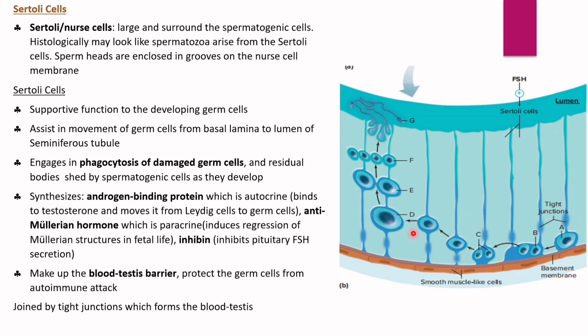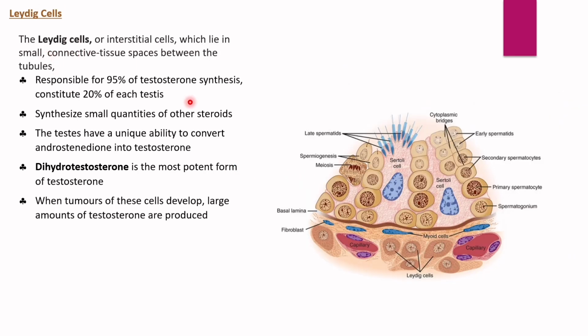And also these tight junctions help to divide the seminiferous tubules into a basal compartment and a luminal compartment. Then the Leydig cells, we say that they are the producers of testosterone. They are found in the what? In the connective tissue surrounding the seminiferous tubule. Okay, we'll talk more about testosterone later.